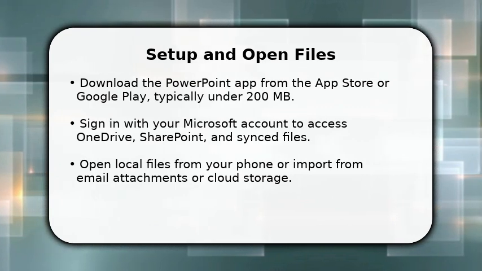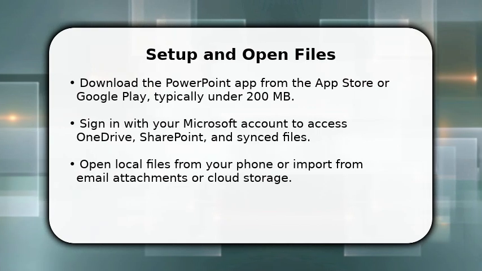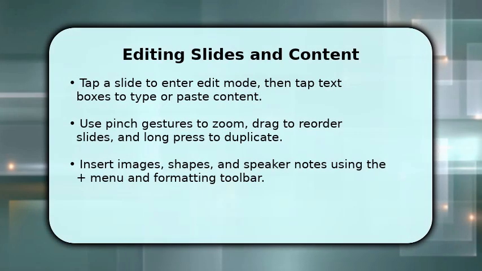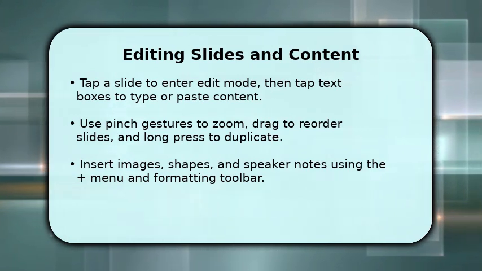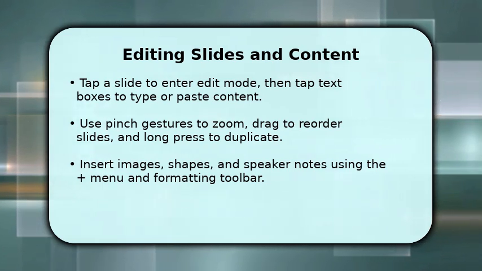Locate the presentation by name or recent date shown in the list. Select the file to load slides and assets into the editor for quick edits. Tap a slide to enter edit mode, then tap text boxes to type or paste content. Use the on-screen keyboard or a connected Bluetooth keyboard for faster typing.